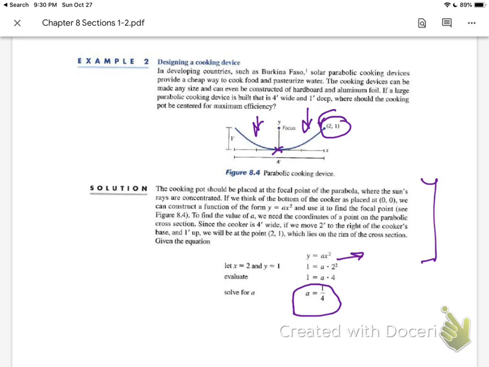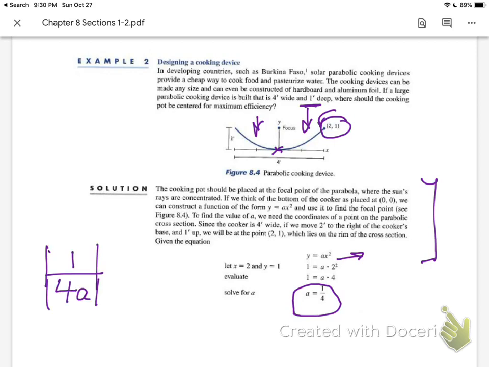Now, just to be clear how they got the 1, because I think I've only addressed how they got the 2. They told us that the shape was 1 foot deep. So therefore, you can figure out that a point on that bowl is going to be (2, 1). And then those are the 2 values you use, because now your goal is to figure out what a is. So if a is 1/4, then that's going to get us closer to knowing where to put the pot.